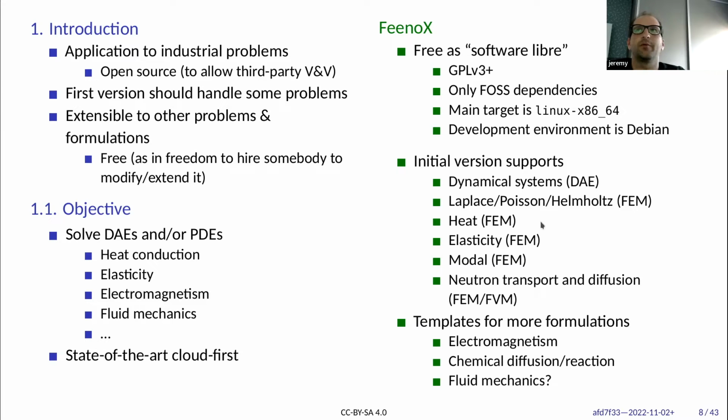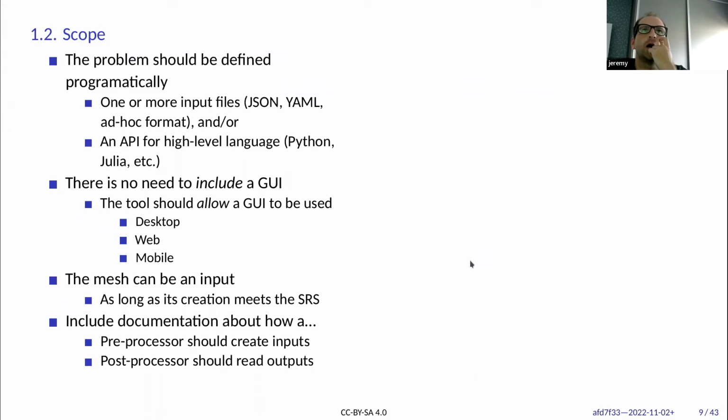So FeenoX provides this. Scope, the requirement is that the problem should be defined programmatically. The problem to be solved has to be defined into one or more input files. We can have these formats, or an API for a high-level language like Python and Julia. These are the requirements. There is no need to include a GUI, but the tool should allow a GUI to be used. So the mesh can be an input. It has to include documentation.